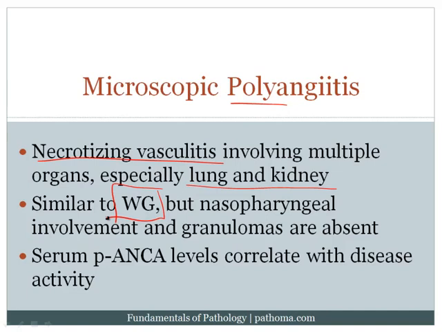In Wegener granulomatosis, you would expect to see nasopharyngeal involvement. In this disease, you will not see that. In Wegener granulomatosis, you would expect to see granulomas. In this disease, you will not see that. Finally, in Wegener's granulomatosis, you would see a C-ANCA. However, in this disease, you are going to see a P-ANCA. So those are some important distinctions.